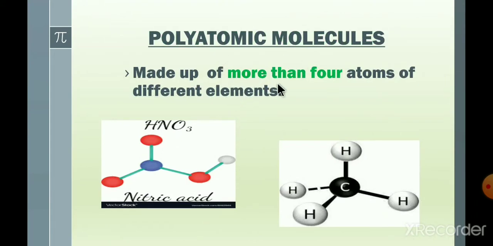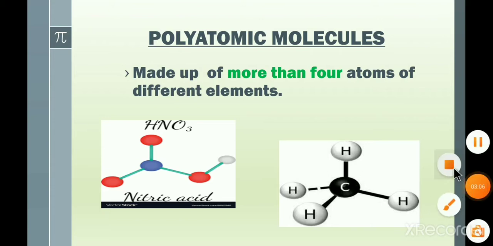Next is polyatomic molecules. Poly means they are made up of more than 4 atoms of different elements like nitric acid having formula HNO3. So there are in total 5 atoms, 1 atom of hydrogen, 1 atom of nitrogen and 3 atoms of oxygen. Similarly, in case of methane having formula CH4, there is 1 carbon which is joined with 4 hydrogen atoms. So students, here we have achieved second learning outcome, that is now you are able to classify molecules of compounds on the basis of number of atoms present in them.